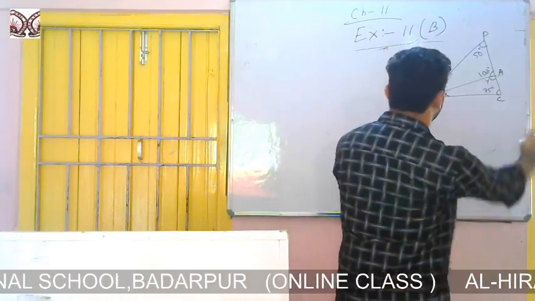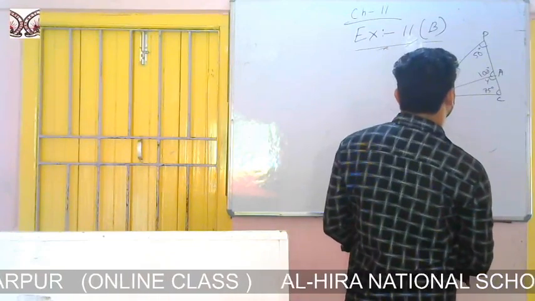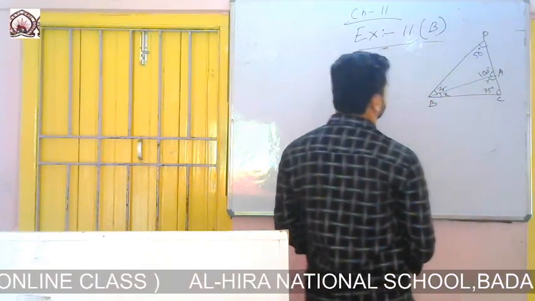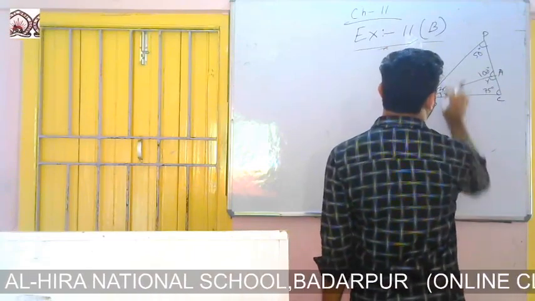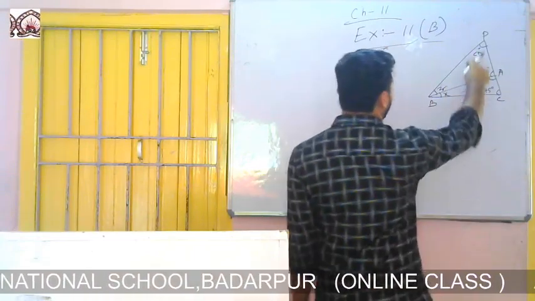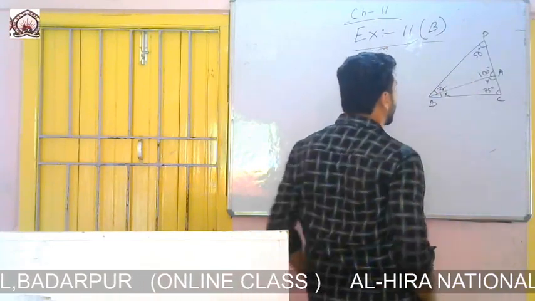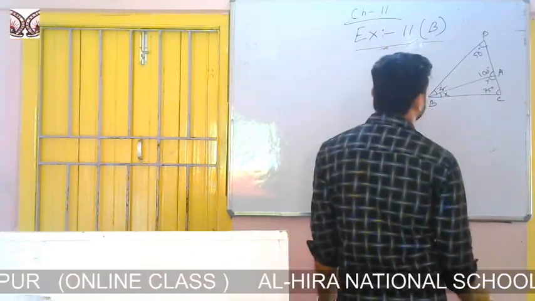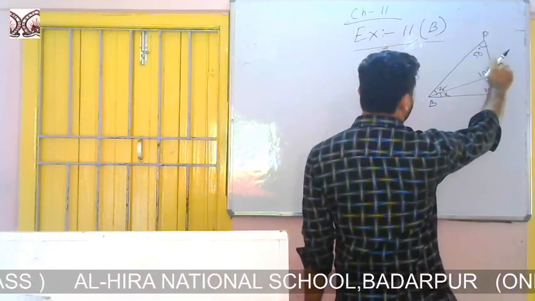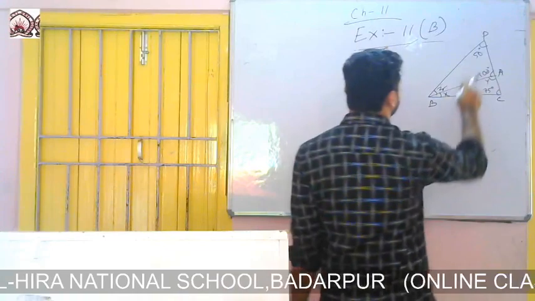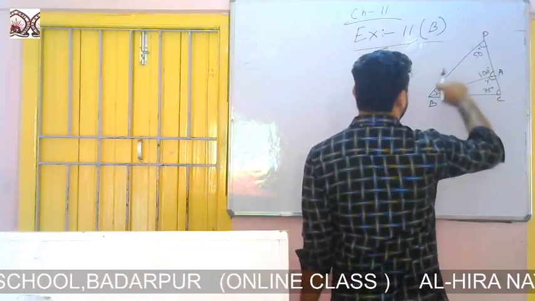Okay, you see, first of all I can find Z. How? From the angle sum property I can find Z. So angle Z will be what? From the angle sum property I can write Z.